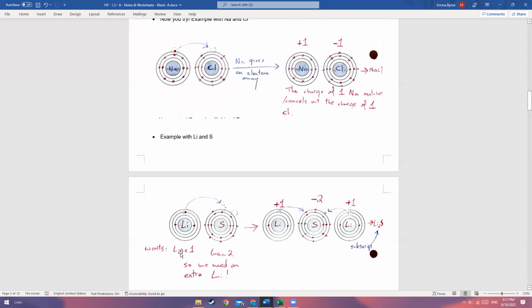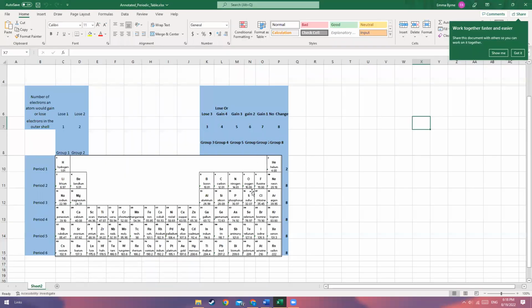Okay, so in this scenario, lithium will only have 1 electron in the outermost shell, and sulfur has 6. So unlike chlorine that was just 1 electron away from a full valence shell, sulfur actually still needs 2, and that's evident here in the periodic table. It falls into group 6.